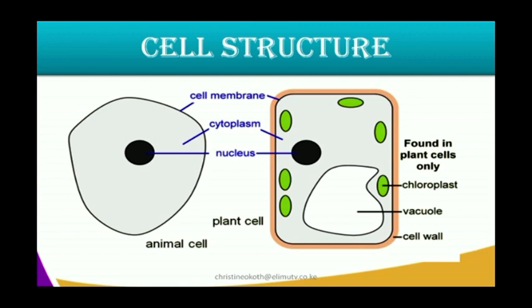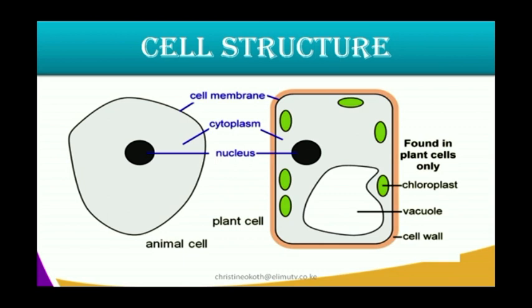When you do a comparison between the plant cell and animal cell, you'll observe there are some things which are common and some things which are found only in the plant cell. For example, both of them, that is both the animal cell and the plant cell, have this outer membrane we call the cell membrane. Then both of them have the cytoplasm, and both have the nucleus.